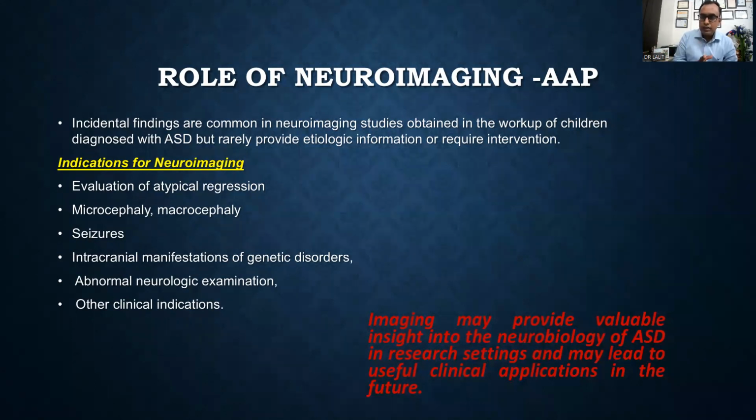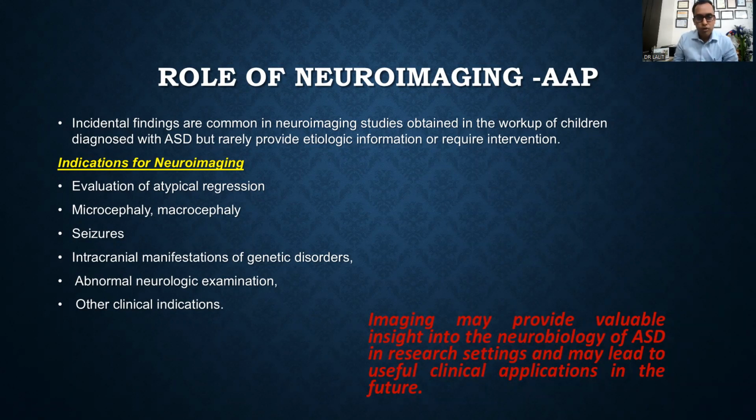As per the AAP guidelines, in the majority of children with ASD there won't be any gross change in the neuroimaging. As a result, routine testing is not recommended. Imaging may only provide valuable insights into the neurobiology of ASD in relation to the thickening of the cortex and the trajectory of the brain. We know there is synaptic pruning, and the thickness of the cortex varies between ASD and non-ASD children. That only helps give you the neurobiology of ASD in research settings, but it is not helpful in clinical applications when we approach an ASD kid.